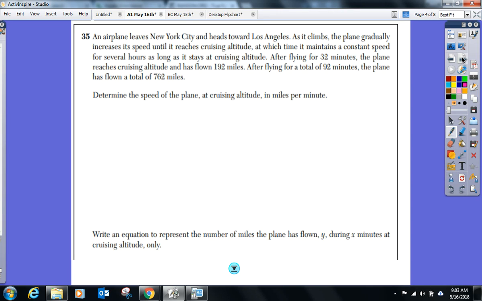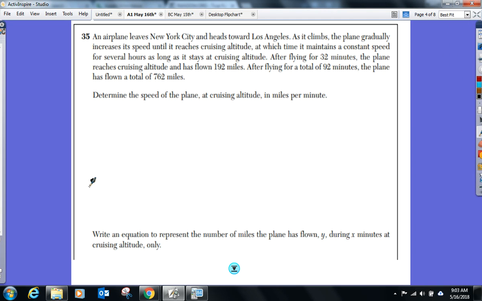All right, we got a lot going on here. We got an airplane that leaves New York City to LA, great. I don't care about that. As it climbs, the plane gradually increases its speed until it reaches a cruising altitude. So I'm going to draw myself a little picture about what's happening. The plane on the ground, I'll call it point A. At point A, it starts rising, right? Then the plane increases its speed until it reaches a cruising altitude, which maintains a constant speed. So let's say right here, it reaches that cruising altitude.